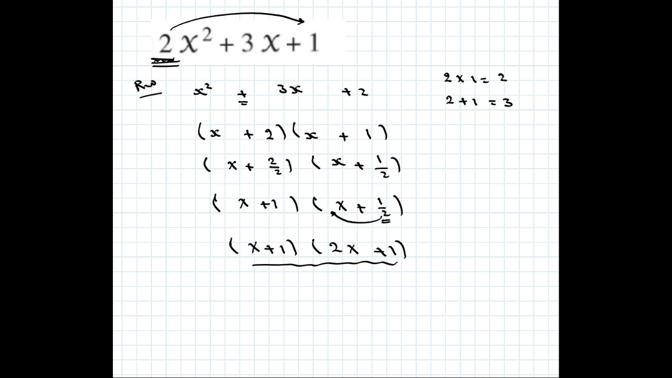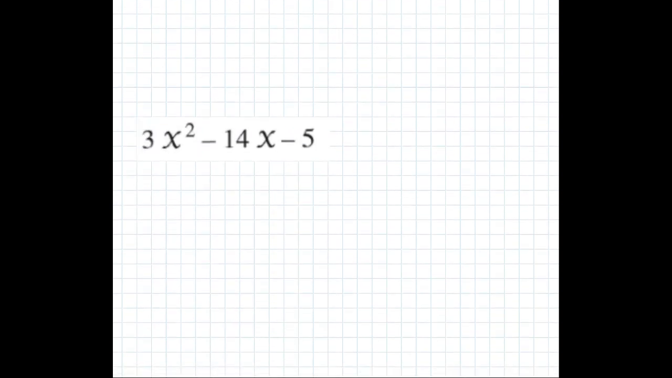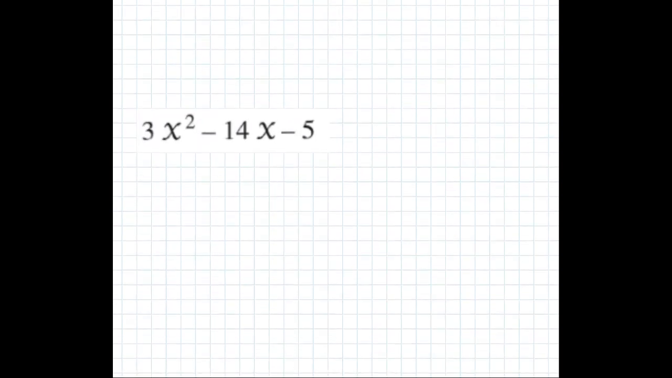Now let's try another example, a little bit harder example. 3x squared minus 14x minus 5. The first step is to rewrite this trinomial as a simple trinomial by multiplying the coefficient of x squared by the absolute term, which is negative 5. The new trinomial will be x squared minus 14x minus 15.